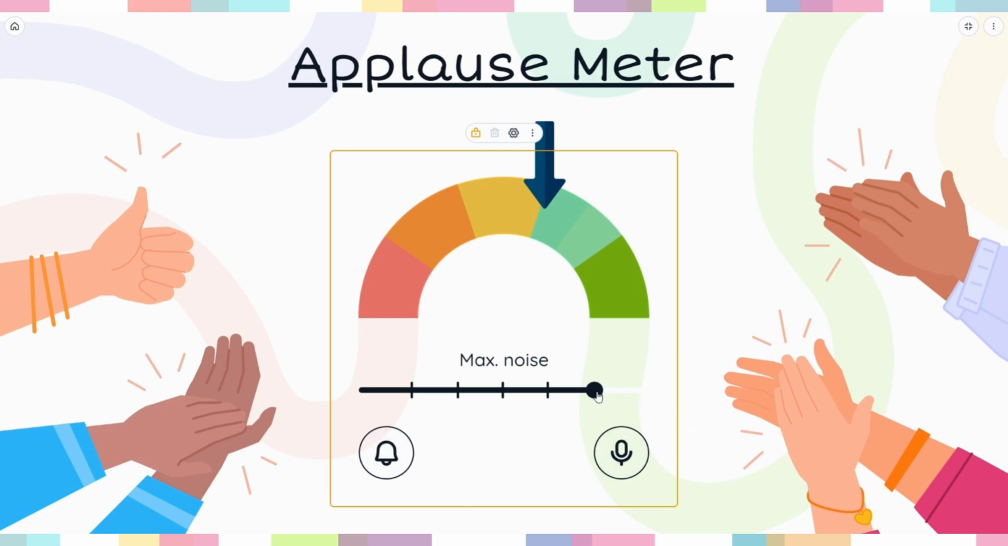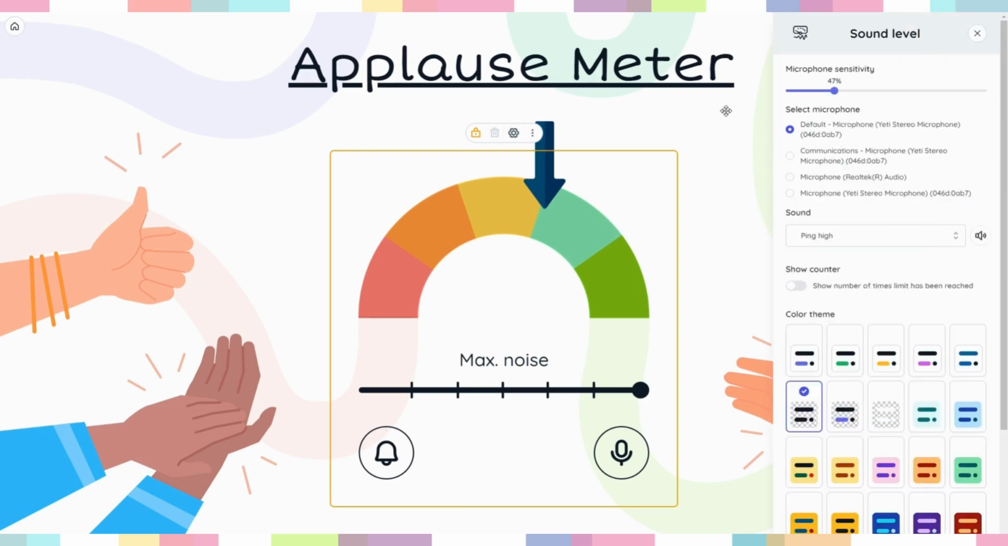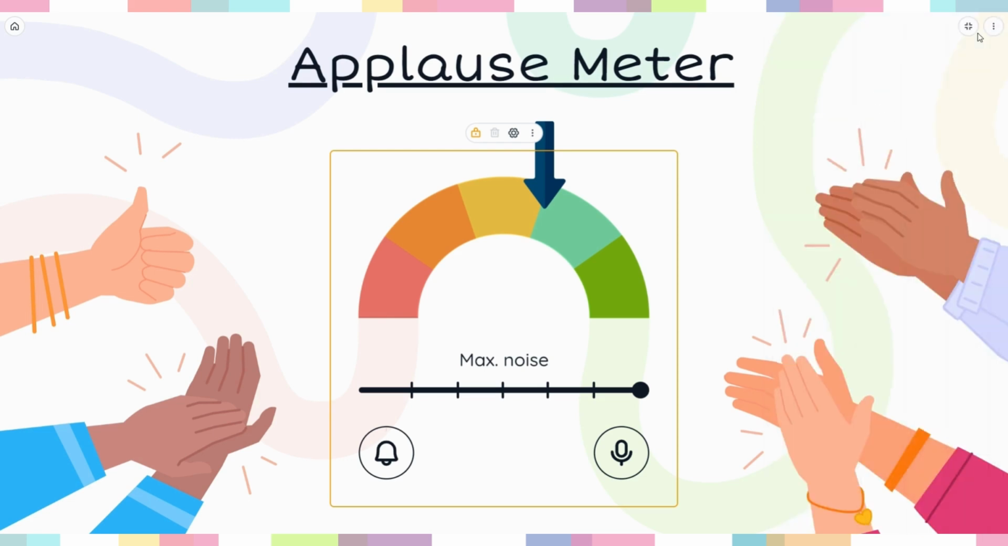This is a widget as well. So I click on it, it gives me the gear, and you can always go in and make adjustments to this. This is letting me choose my microphone. I can choose the sound that plays whenever they get to that certain level. And I thought this was pretty neat as well. This is a fun one to have to be able to use whenever.